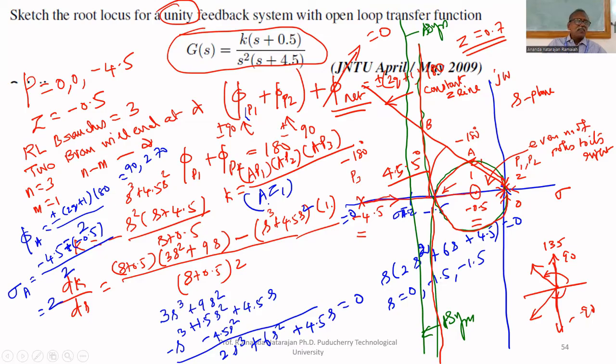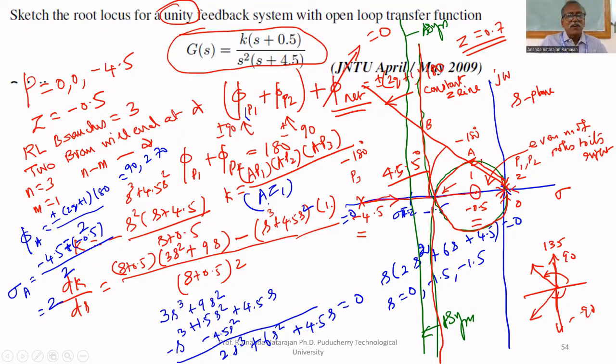Therefore, A has the large time constant. At B, you will get a lesser time constant. The large time constant dominates in the system. Therefore, you have to find the gain K at A only, not at B. The constant zeta line cuts the root locus at 2 points, but we have to find the value of K at A only.